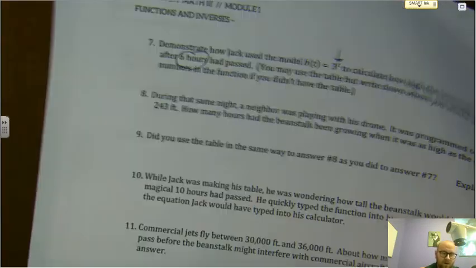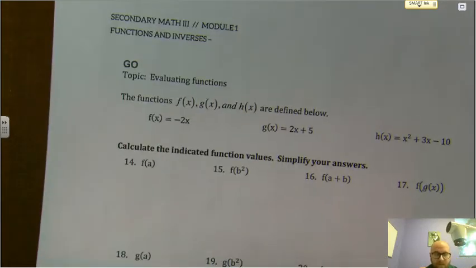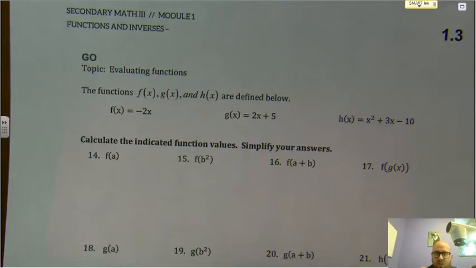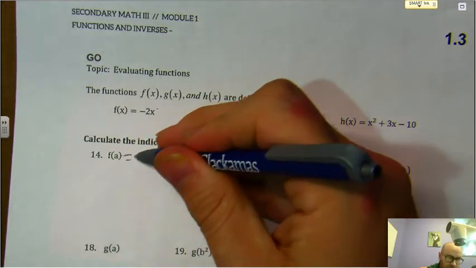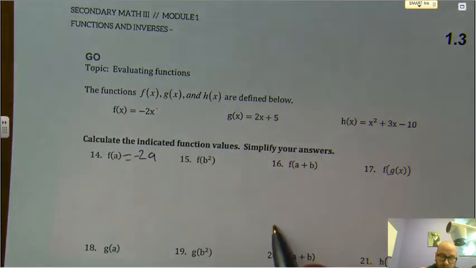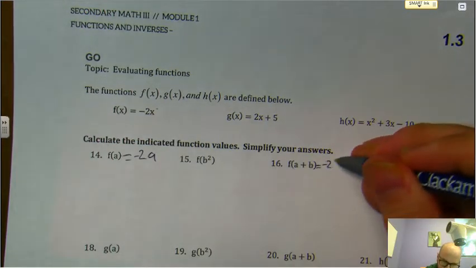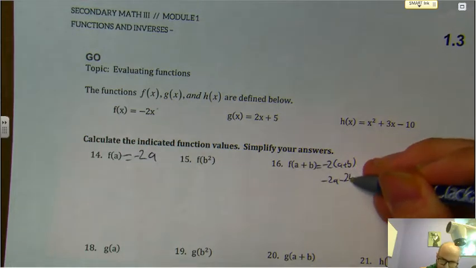Okay, and then let me just wrap it up here with a very quick one. Evaluating functions. We're given an f of x, we're given a g of x, and we're given an h of x. And again, we're just being asked to plug things in. Plug in a for x, so that's going to be -2a. You plug in a plus b, so this is going to be -2 times a plus b, or -2a minus 2b.